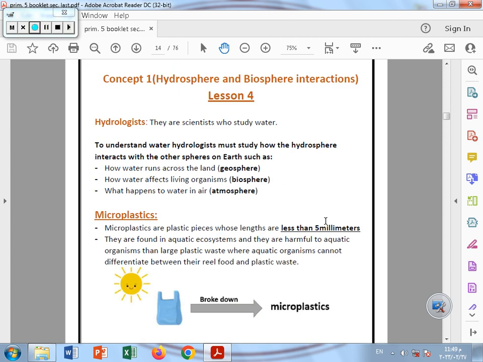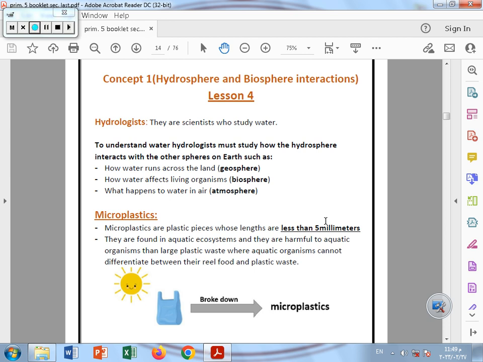Here in lesson 4, we are going to talk about only 2 points. One of them is a revision on the first term. Firstly, we are going to know that a new type of scientists, the scientist who studies the water, is called a hydrologist. The function of the hydrologist is to study the interaction between water in the hydrosphere and other spheres on the earth, like the interaction between the hydrosphere and geosphere, between hydrosphere and the biosphere, then the interaction between hydrosphere and atmosphere.